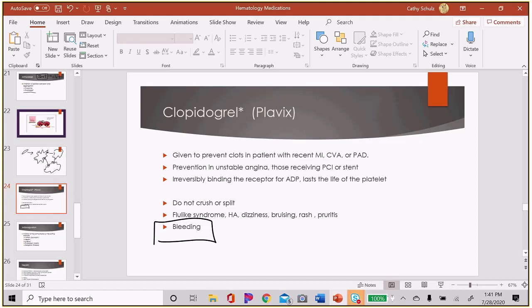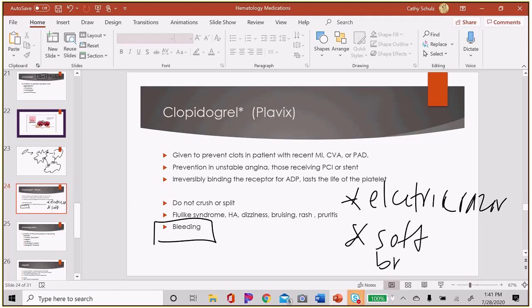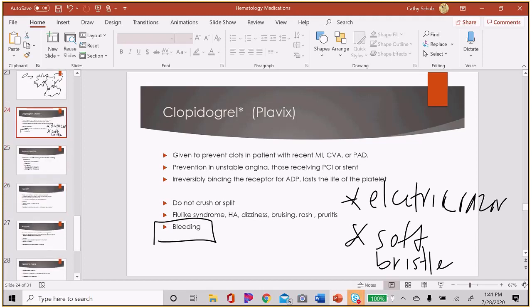They should try shaving with an electric razor, which tends to cause fewer cuts and nicks, because it might be hard to stop bleeding if that occurred. And they should use a softer bristle toothbrush. So that electric razor and soft bristle toothbrush are ways to protect the patient from sites that bleed a lot. It's easy for the gums to bleed, so you have to be careful with that, and it's easy to bleed during shaving. Even if you're not on these medications, it can sometimes be hard to get a nick from shaving to stop bleeding.